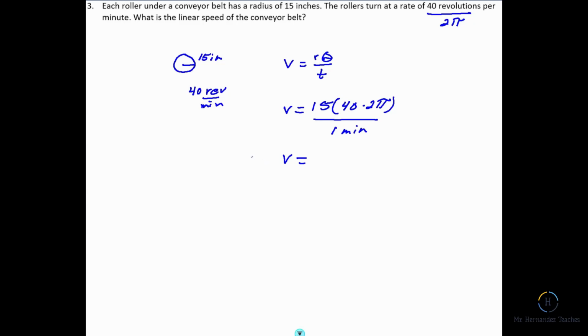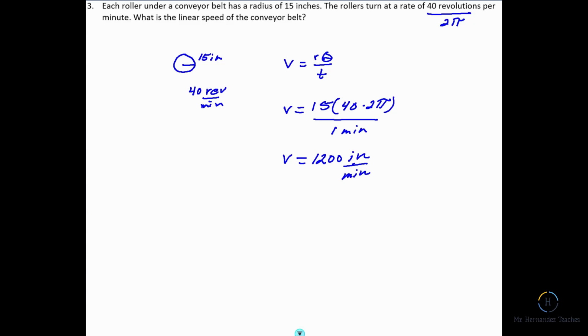So velocity is going to be, and we just multiply all that out. 15 times 2 will get us 30, and then 30 times 40, 3 times 4 is 12, so 1200. And then the linear speed, we're going inches per minute in this case. 1200 inches per minute. That's how fast that conveyor belt is moving. And if we needed to make any conversions between minutes to seconds or inches to feet, we could do that as well, depending on how answer choices are given.